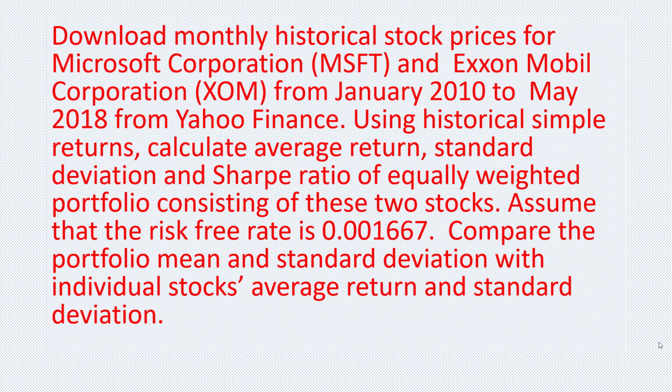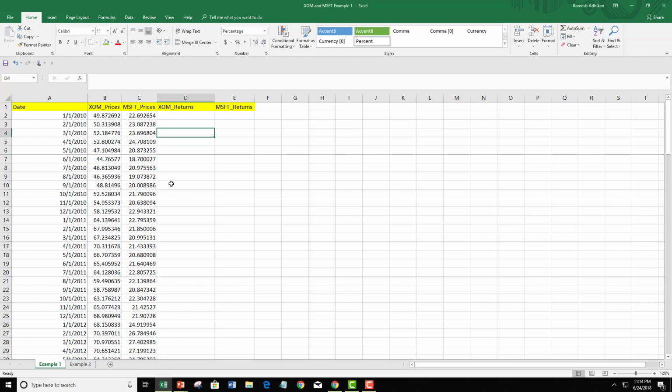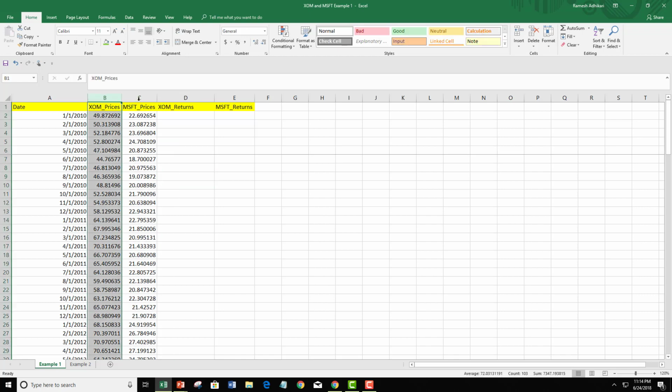these two companies. Since I have another video completely dedicated to how to download historical stock prices for any company from Yahoo Finance, I'm not going to do this here. What I'm going to do is use an Excel file which already has historical stock prices for Microsoft and ExxonMobil from January 2010 to May 2018 combined in the Excel file. So I have here an Excel file, and that has historical stock prices for ExxonMobil and Microsoft.